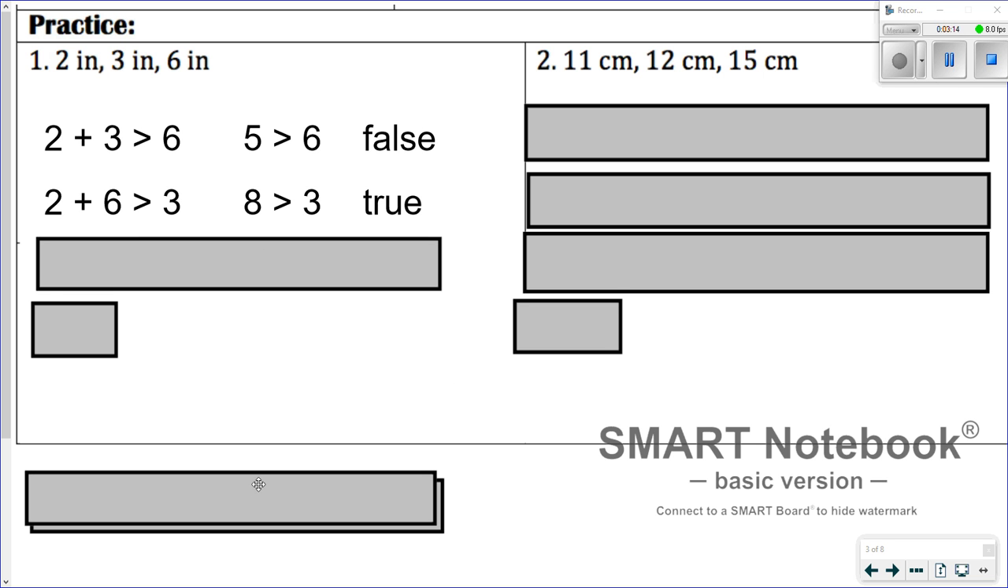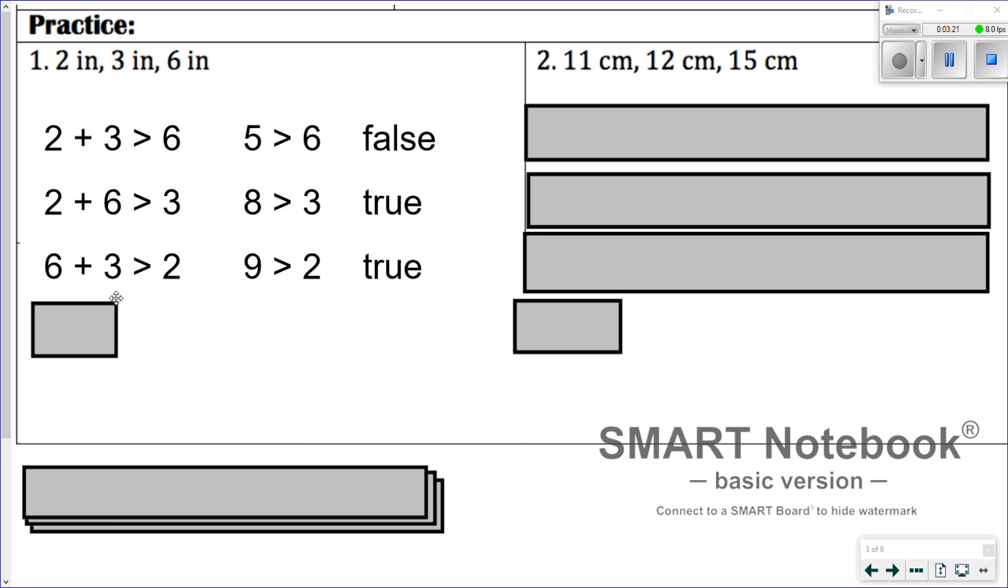So the next one, 2 and 6, greater than 3, 8 is greater than 3, yeah. And then this one, 6 plus 3 is greater than 2, yes it is. But look at this, we have a false. It takes at least one false statement to make this whole thing not work for the triangle. So no, I can't make a triangle based on those lengths that they gave me, because one of the statements is false.